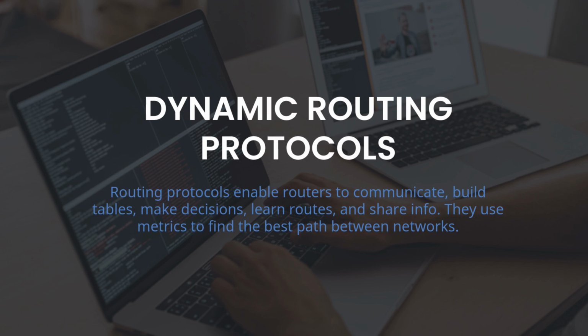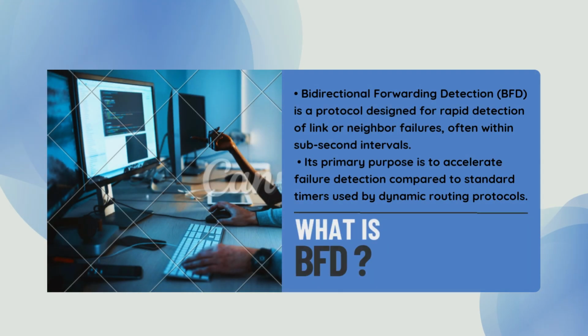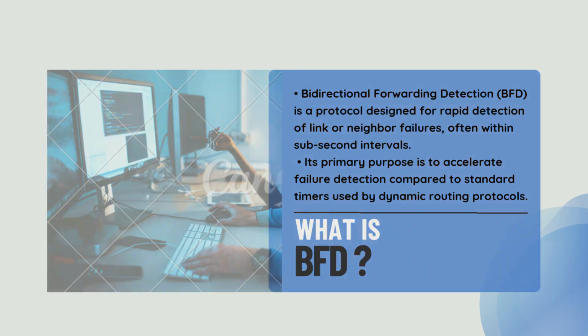They make decisions, learn routes, and share information. They use metrics to find the best path between networks. What is BFD? Bidirectional Forwarding Detection, BFD, is a protocol designed for rapid detection of link or neighbor failures, often within sub-second intervals. Its primary purpose is to accelerate failure detection compared to standard timers used by dynamic routing protocols.